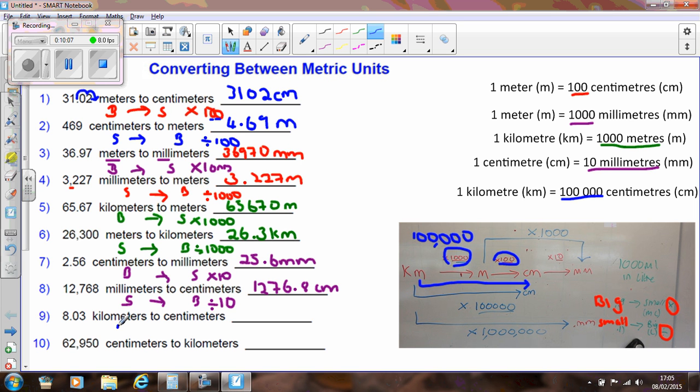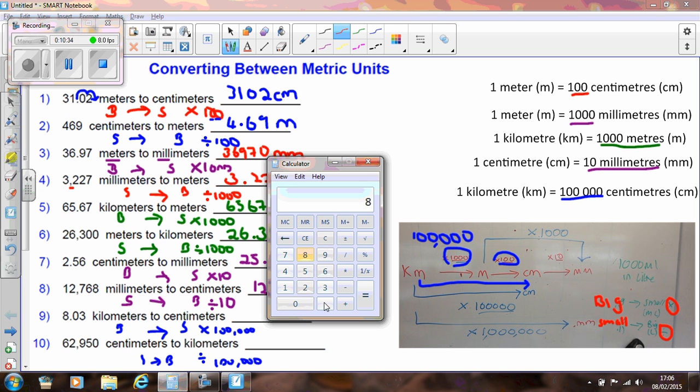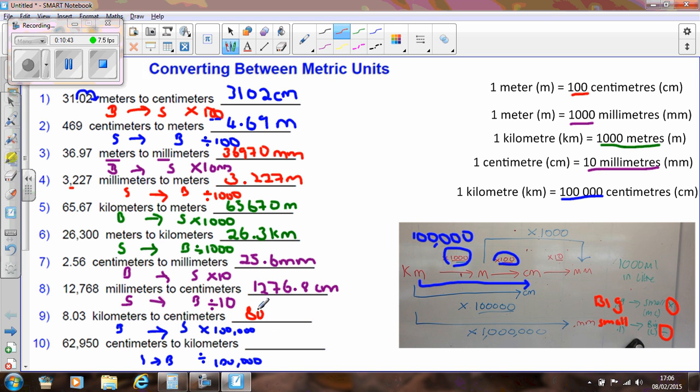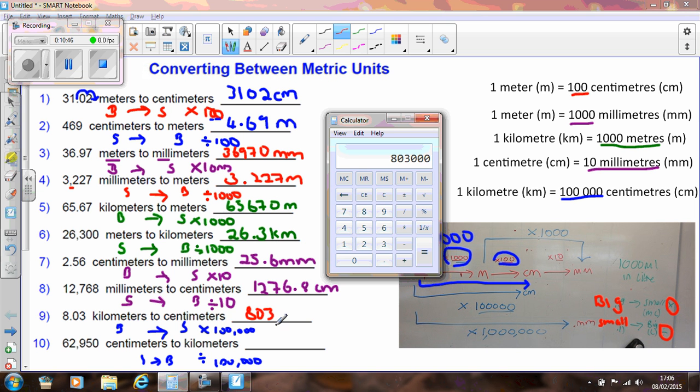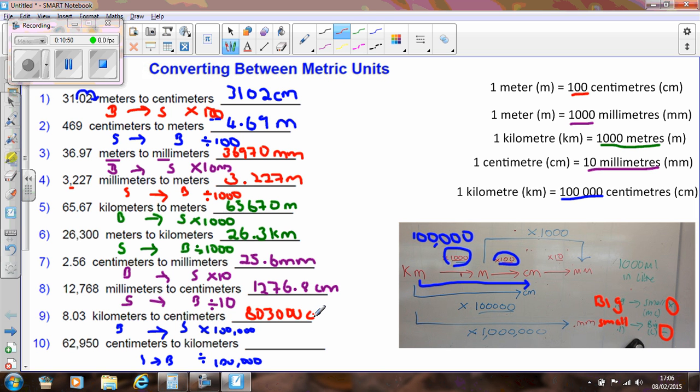Then we're going from big to small. You'll see a pattern here from all of them, and then small to big. So this one's going to be times, and this one's going to be divide, and it's by that big long number, 100,000. So let's see what this gets. We've got 8.03 times by 100,000 equals 803 and then 3 zeros.